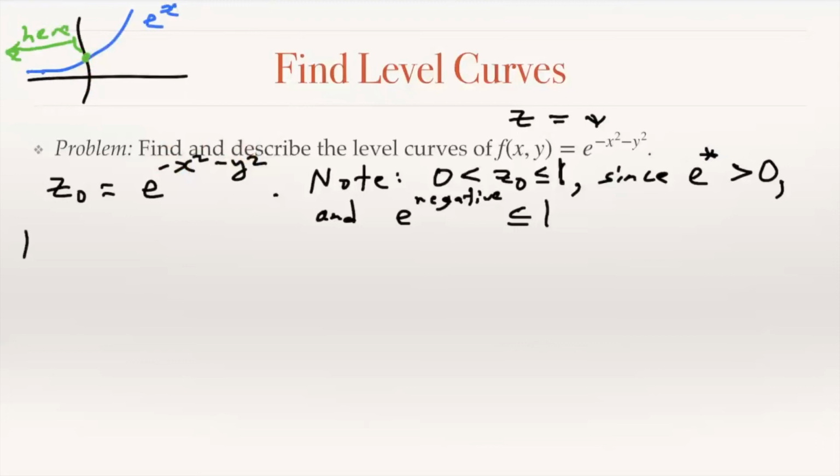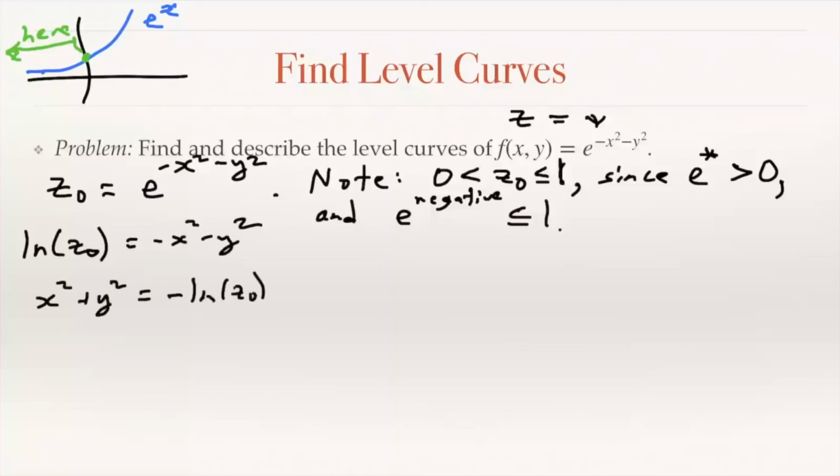Okay, and then that means that the natural log of z naught is negative x squared minus y squared, and thus x squared plus y squared is equal to negative natural log of z naught. Okay, recall the graph of the natural log. It looks like this.